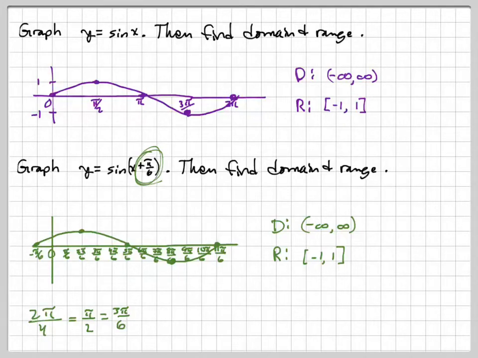Make note of our domain and range. That's important. See, this is our domain and this is our range for the regular sine function. It didn't change when we did a horizontal shift, okay? Now, remember this domain and this range.